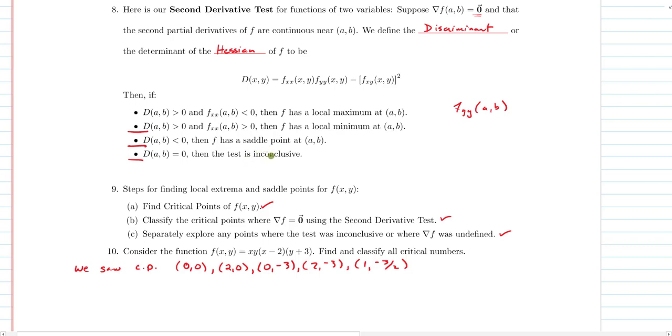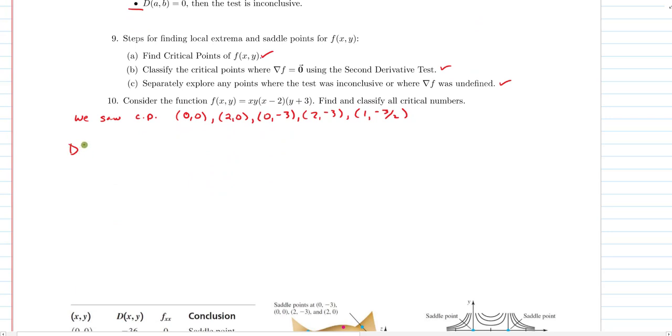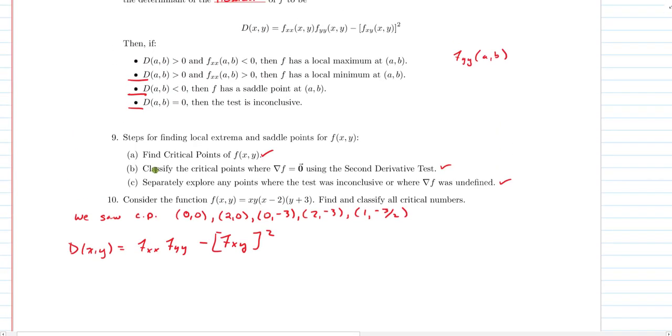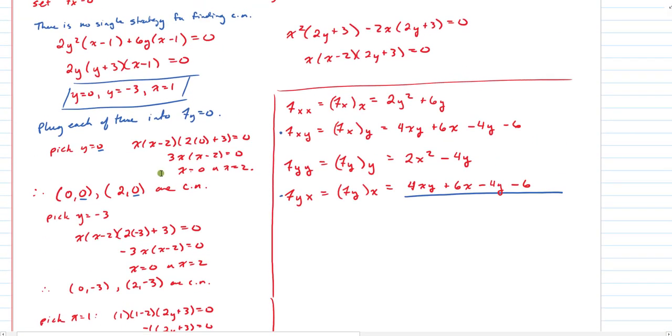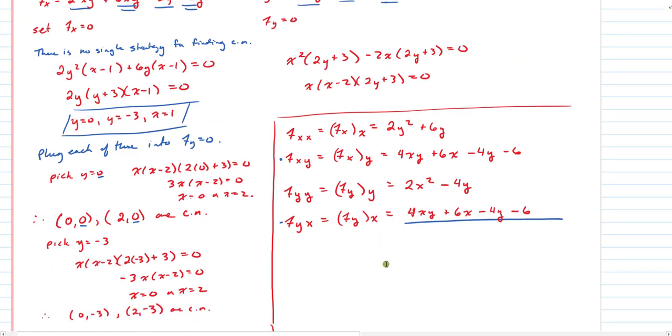Otherwise, the test is inconclusive. Let's see what we can do here. So we're going to need to construct D of (x, y), which we just said was going to be f sub xx times f sub yy minus f sub xy, quantity squared. In our case, if you go back and look at what we computed for our partial derivatives, we computed all of our second partial derivatives here. Let's take that information and we'll build the discriminant from that.